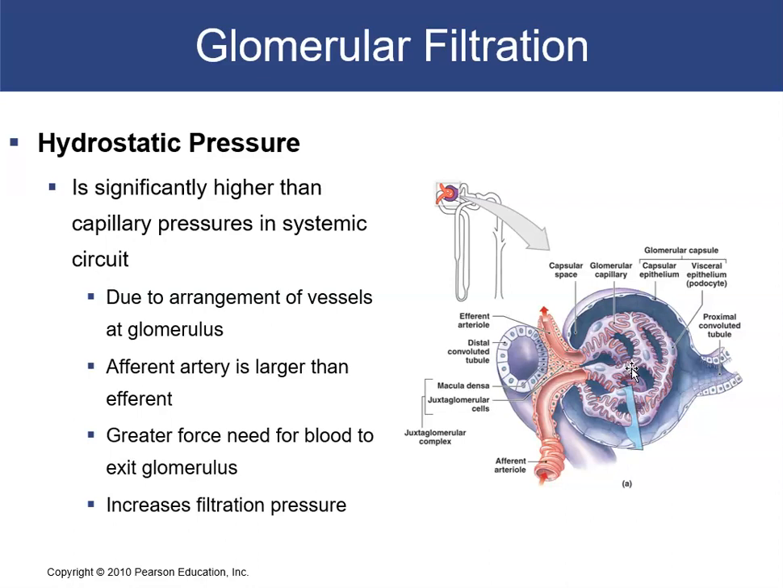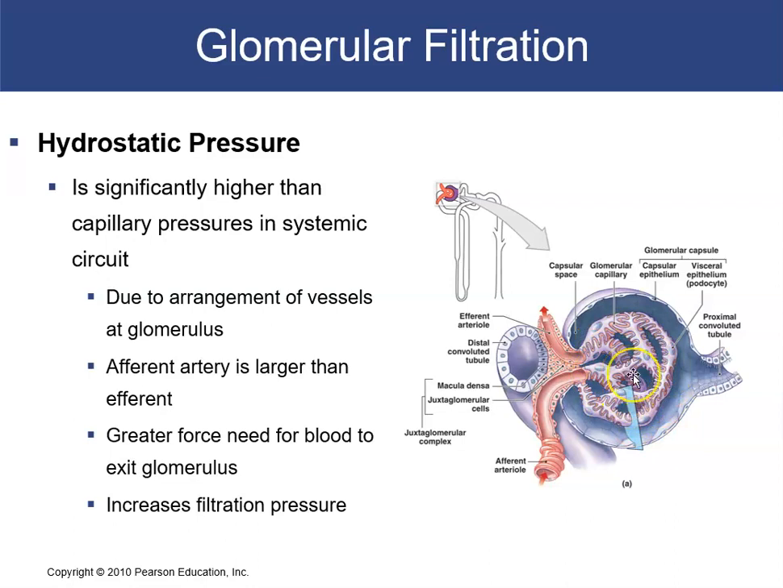And this is due primarily to the arrangement of the vessels at the glomerulus. A little bit difficult to see here, but the diameter of the afferent arteriole is slightly larger than the diameter of the efferent. Okay? Also, the diameter of the glomerular vessels themselves is greater than the efferent. What this does is it creates a force inside of these vessels. Think about it. You have a large opening allowing blood to come in, but then a small opening allowing that blood to leave. Blood is going to build up in here.